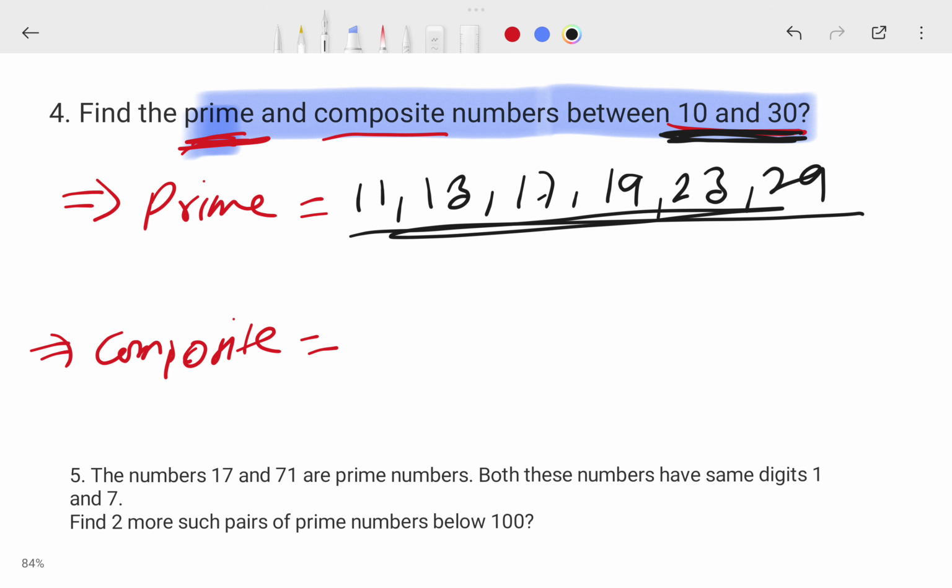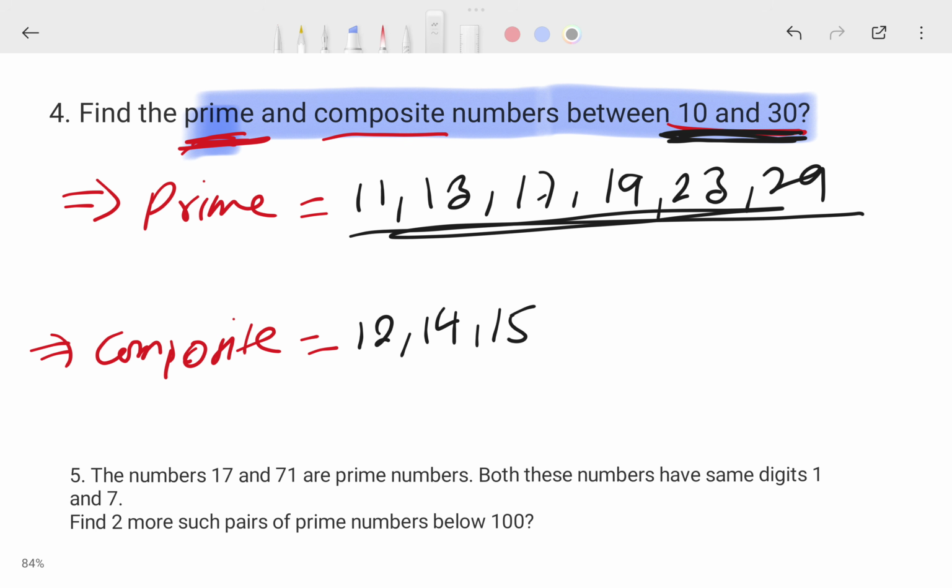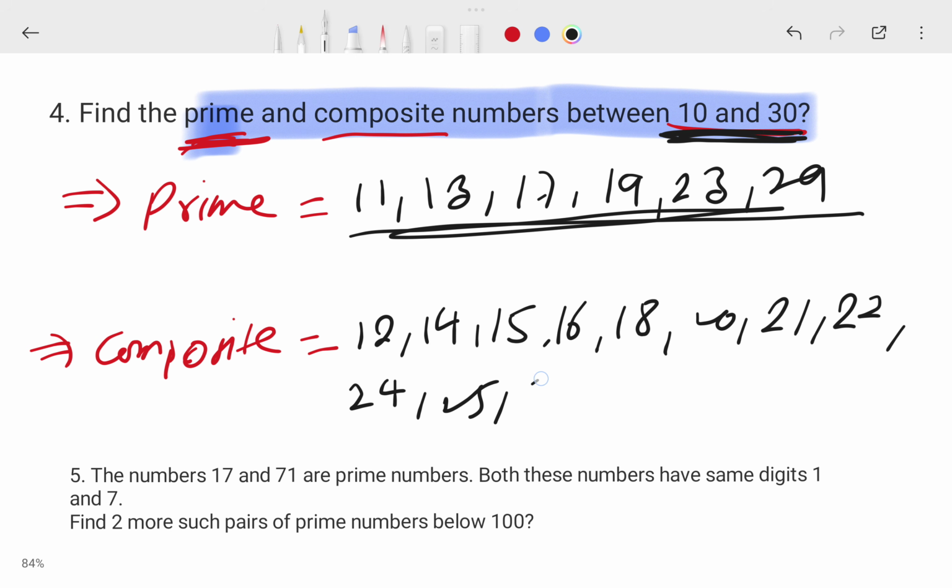Let's talk about composite numbers. Composite number means which has more than two factors. Like 12 has more factors. 14 has more factors. 15 has more factors. 15 is divisible by 3, 5 and 15. It has more factors. That's why. Okay, now let's talk about another one. Like 16, 18, 20, 21, 22, 24, 25, 26, 27, 28, and 29 is not, then 30. So these are the composite numbers.